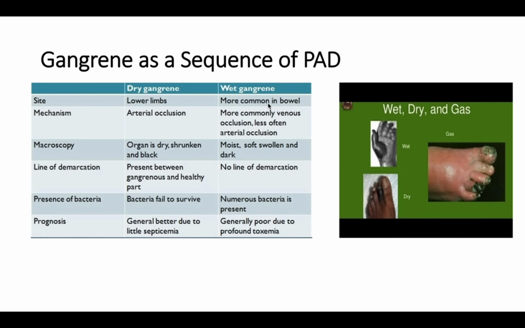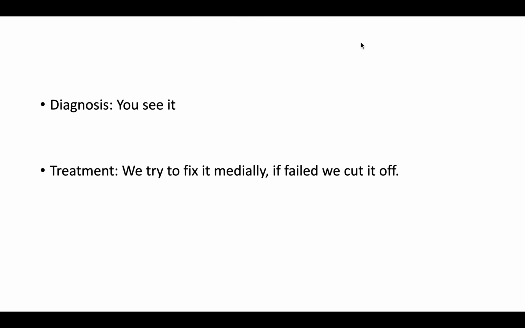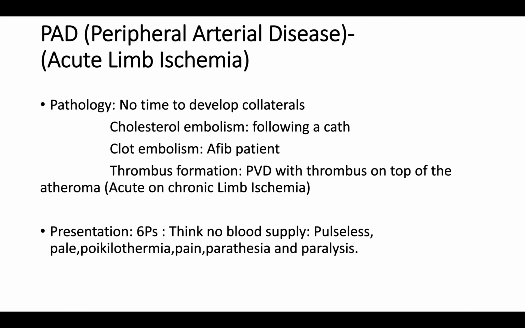demarcation. Presence of bacteria: in the dry one, the bacteria fail to survive, but numerous bacteria can survive in the wet one. Prognosis: generally better in the dry one due to little septicemia. The wet one is generally poor due to profound toxemia. How do we diagnose gangrene? Of course, you see it. And the treatment, we try to fix it medically. If not, we amputate. We finished chronic limb ischemia.